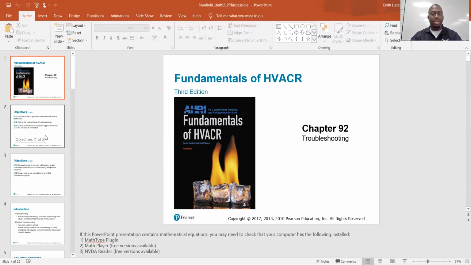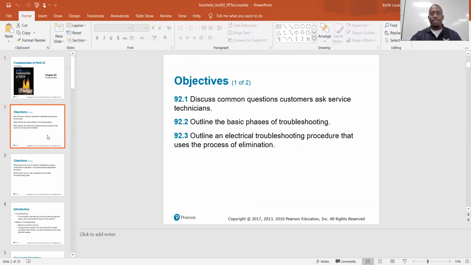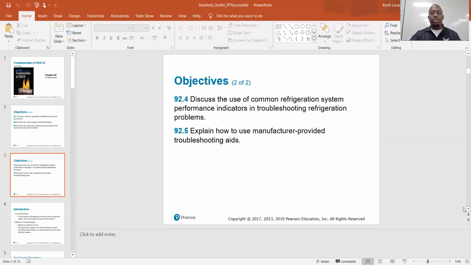So we are on chapter 92, troubleshooting. The objectives are: discuss common questions customers ask service technicians, outline the basic phases of troubleshooting, outline an electrical troubleshooting procedure that uses the process of elimination, discuss the use of common refrigeration system performance indicators in troubleshooting refrigeration problems, and explain how to use manufacturer provided troubleshooting aids.